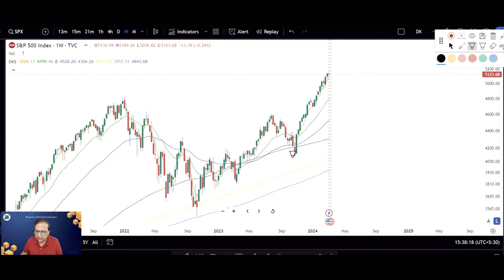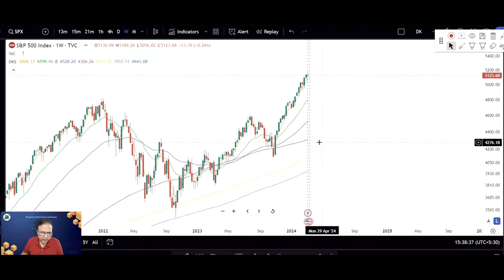Now look at this impulse. It's a parabolic rise in S&P 500. Hardly any correction. There was a minor correction here, and then a minor correction here. And now in the last week, there is a formation of a spinning top, indicating the indecisiveness in the market.